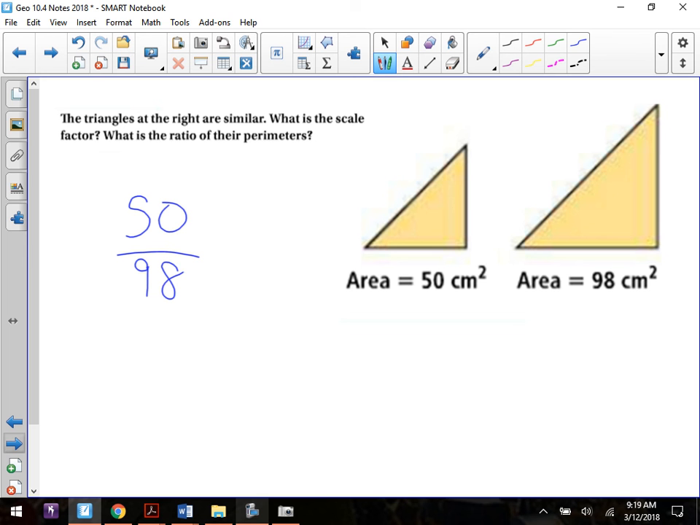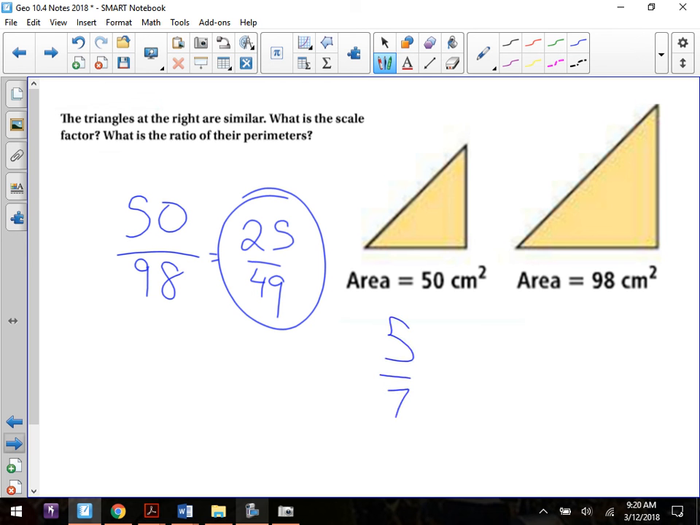First thing I have to do is put that in my calculator to simplify it. When I simplify that, what do I get? Good. So the first thing you do is always simplify it. So there's your area ratio, which means what do you do to find the scale factor? What's the square root of 25? And what's the square root of 49? So your ratio of the sides, or your perimeters, would be 5 to 7. Which then means you can figure out side lengths if you had to.